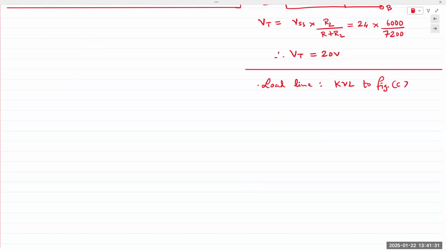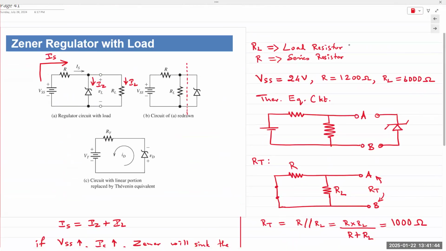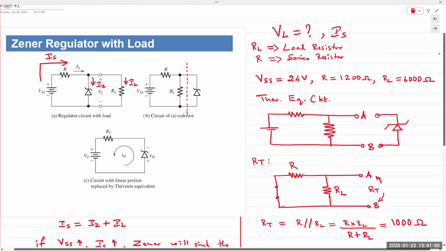Better speed things up. Okay, so VSS is 24 volts, R is 1.2 kilo ohms, RL is 6 kilo ohms. And the question being asked, I've done that earlier, is find VL, the output voltage, and then also determine the supply current IS.